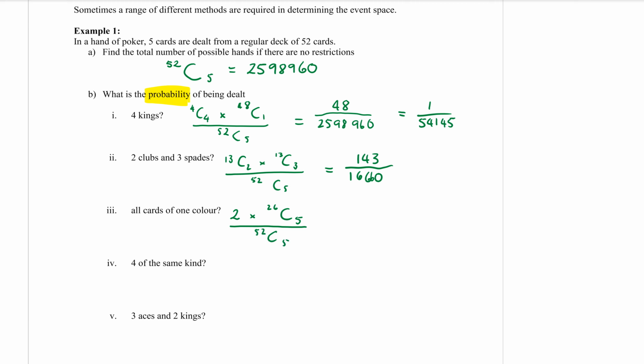52C5 again. Why is it two times? Because first of all, we had to choose. We didn't know whether we wanted black or red because they're 2 different colors. So first of all, we choose the color, 2 choices for that. And then I said, let's say that we choose red. There's 26 red, I need to choose 5. It'd be the same if I chose black. If I chose black, it'd still be 26C5.